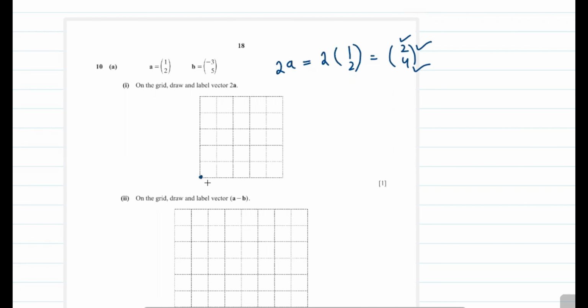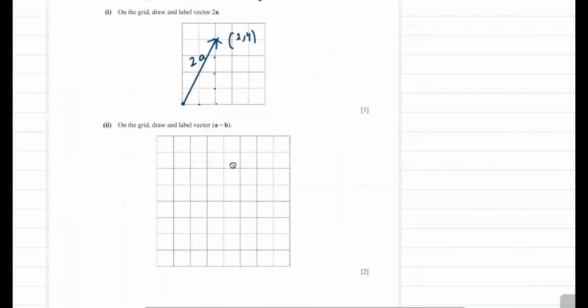We suppose that this is the origin. Now we move 2 units horizontally, this is 2. Now 4 units vertically: 1, 2, 3, 4. And this is the point where (2, 4) can be marked. Now we join these two points. Therefore, this vector will be the vector equal to 2a. This is the 2a vector on the grid.